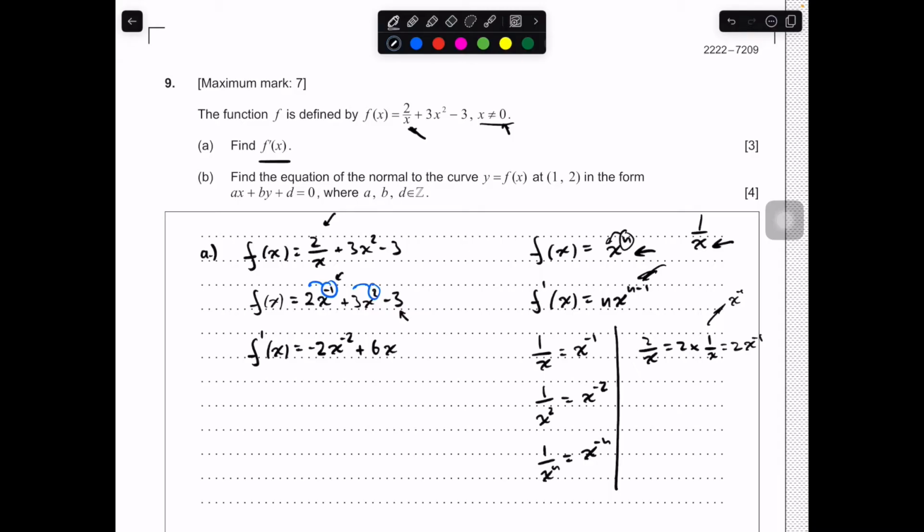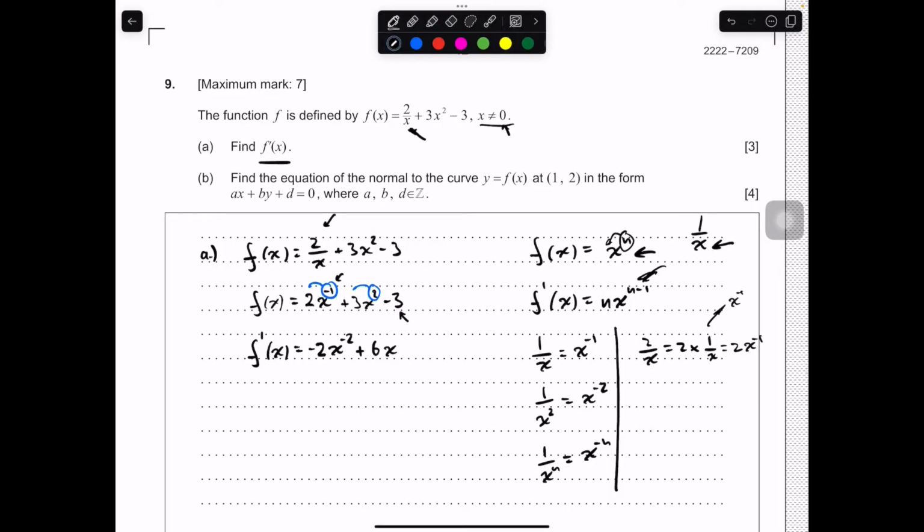Find the equation of the normal to the curve y equals f of x at 1, 2 in the form of ax plus by plus d is equal to 0. And then it says where a, b, and d are integers, whole numbers. So whenever they want us to present an equation of a line where everything is on one side and we just have a 0 on the other, they want a, b, and d, any of these values, no fractions, no decimals or anything like that. Bring everything to one side, set the other side equal to 0, no fractions, no decimals allowed. These are called integer values.